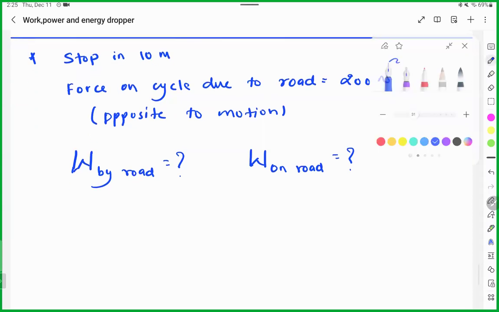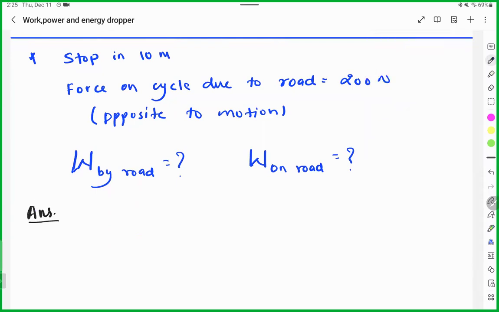Think about the cycle. If it will stop in 10 meters, what is the reason behind this? Friction, right?